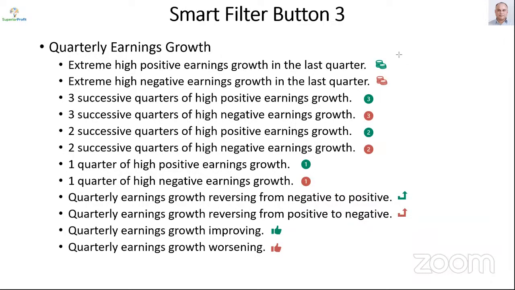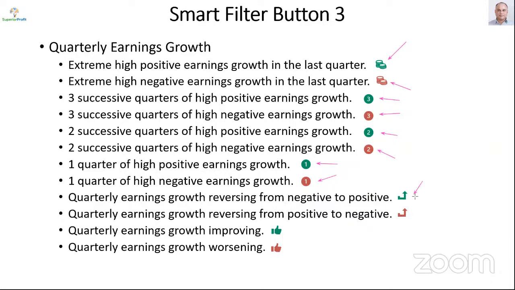Again, the top ones are more stringent, more restrictive. Extreme high positive earnings growth, bullish. Extreme high negative earnings growth, very bearish. Then 3 successive quarters of high positive or 3 successive quarters of high negative, bullish, bearish. Less restrictive, 2 successive quarters and then one quarter positive or negative.